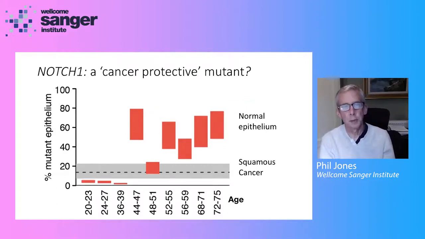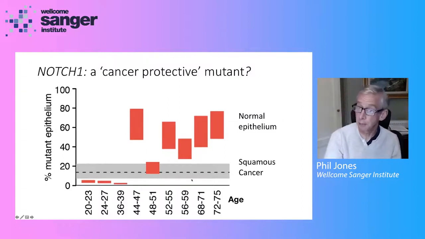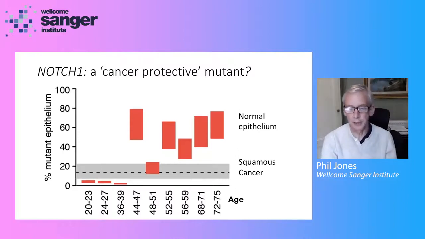A counterexample is the gene Notch1, and this is the most effective mutant at colonizing the esophagus and pretty much any other tissue that we know of. Notch1 is really quite rare in squamous cancers of the esophagus and is much more prevalent in normal esophagus in people aged 40 and above. This relative prevalence, that there's far more Notch1 in the normal than in the cancer, hints that maybe Notch1 is protecting against the process of malignant transformation.